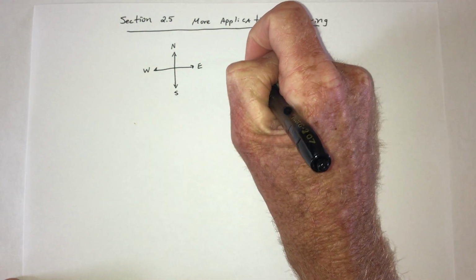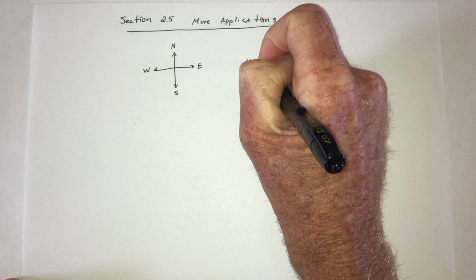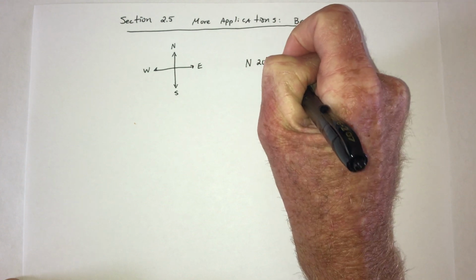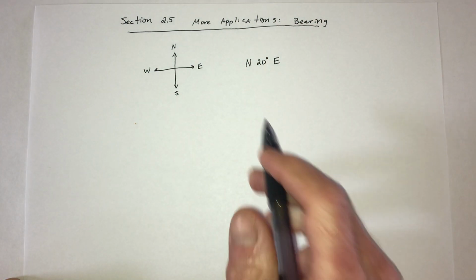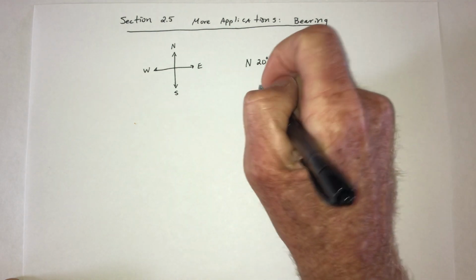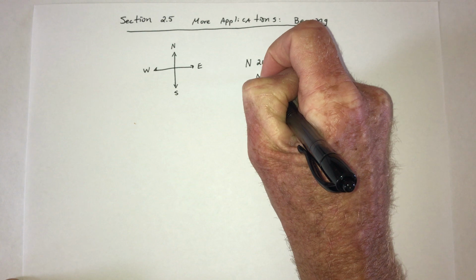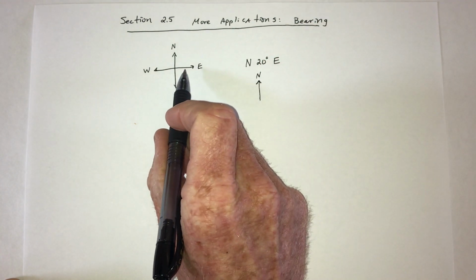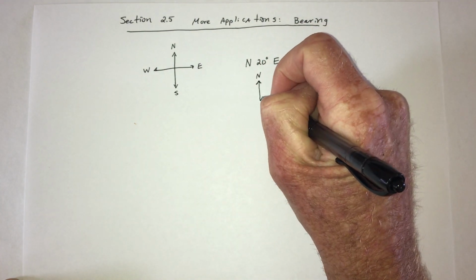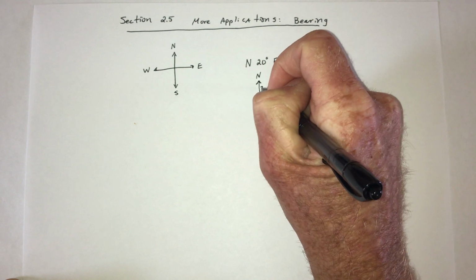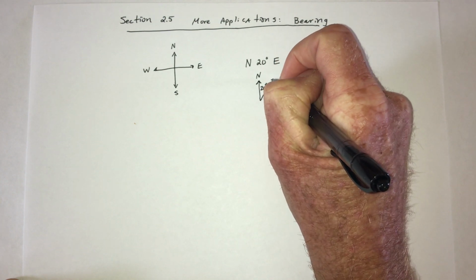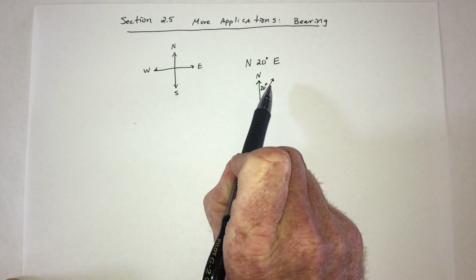One would be from the north, go 20 degrees towards the east. So you'd always start with this. So draw the north line and now go towards the east by 20 degrees. So they would be going that direction.